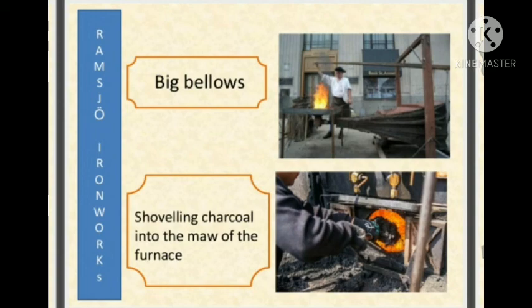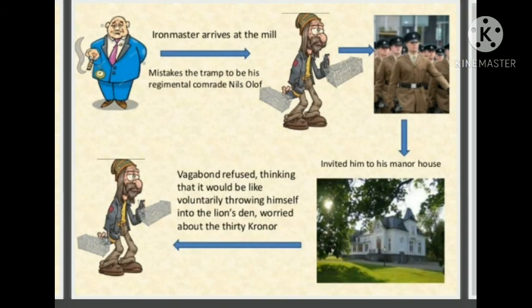The owner of the Ramsjo iron mill in those days was a very ambitious person whose aim was to sell only the finest iron in the market. Therefore, he used to keep a check on the workers both during the night and the day. The owner was on a night inspection visit. The peddler entered the forge.